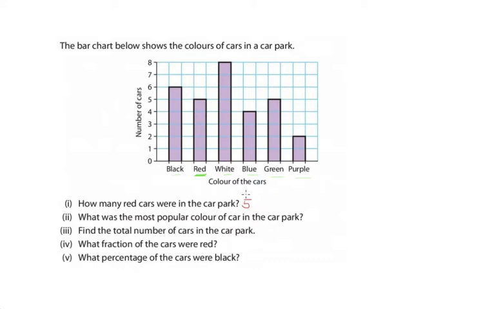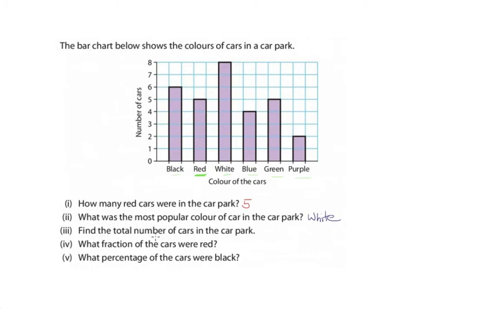What was the most popular color of car in the car park? This is nice. It's easy to see. The tallest line, 8 cars, was white. So the most popular color was white. I'm not going to write in white because you'll never see it. I'll just write in this color. What was the most popular color of car in the car park? It was white.